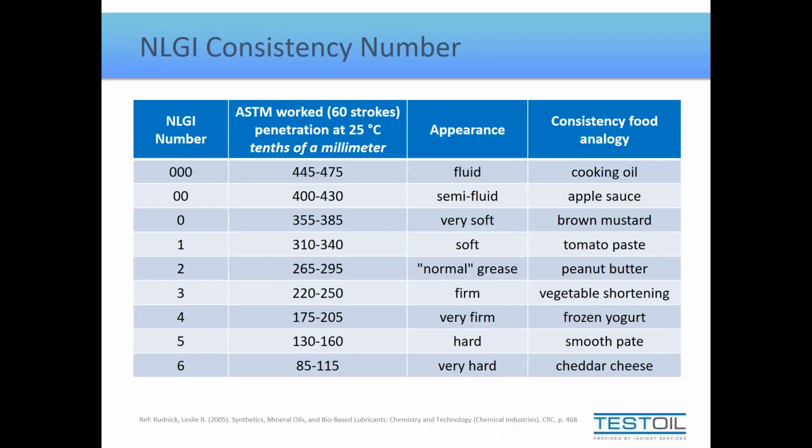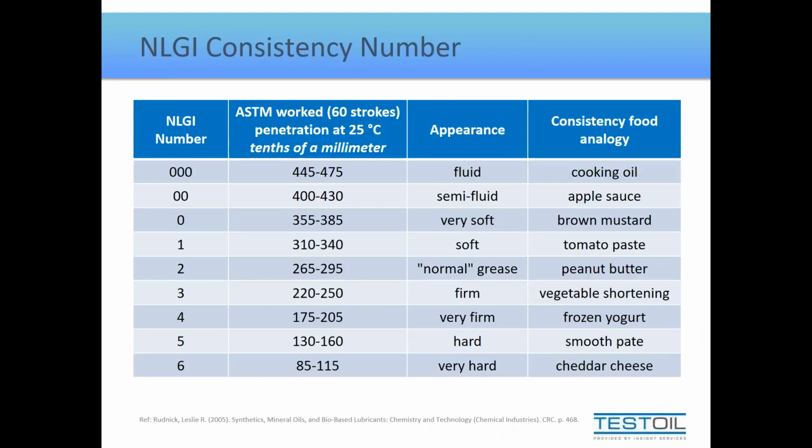Commonly speaking, like I said, in North America, we use NLGI 2s. Sometimes we use NLGI 1s. The only time we tend to go towards the 0s, 00s and 000s would be if we're dealing with outdoor applications where the temperatures are expected to be colder, or if we're dealing with centralized grease systems and we need good flow characteristics because we have long runs or maybe multiple runs in a large area.